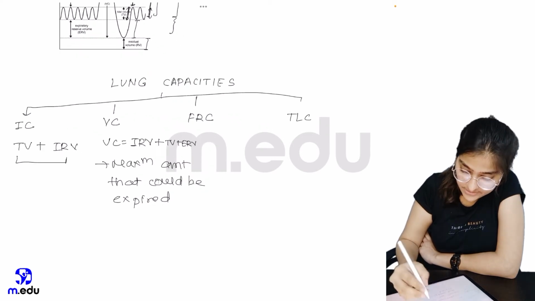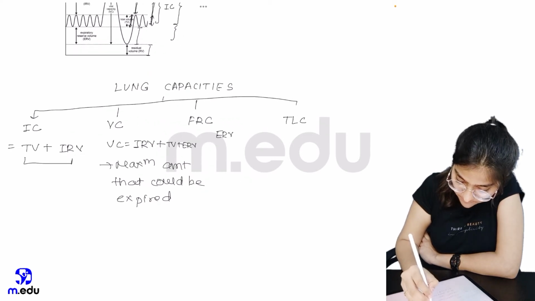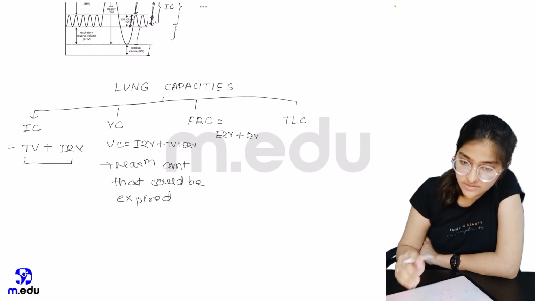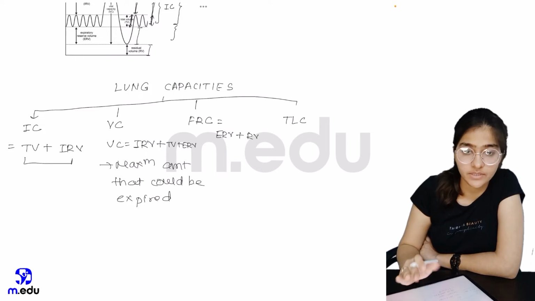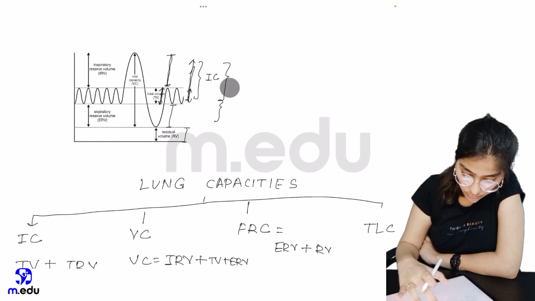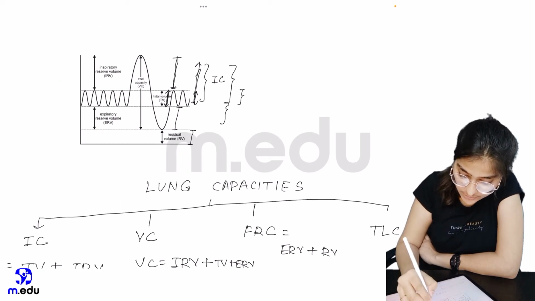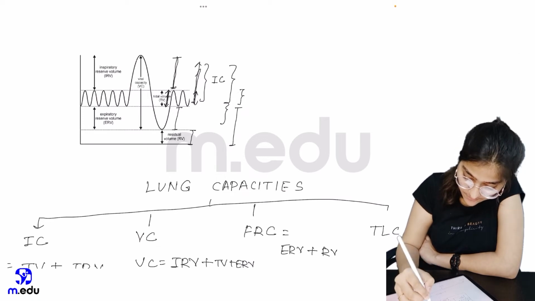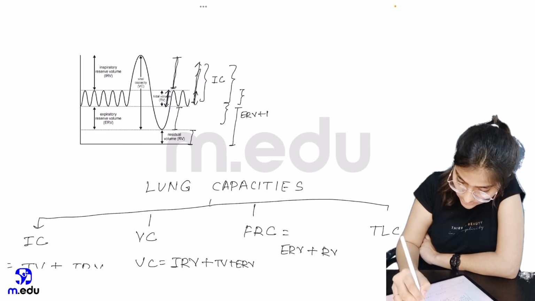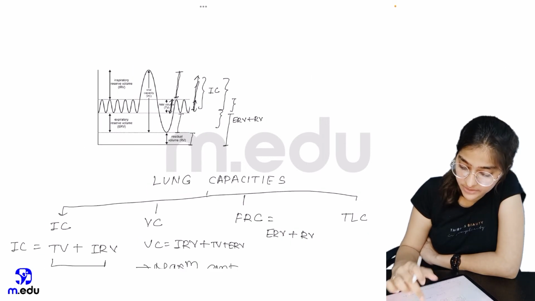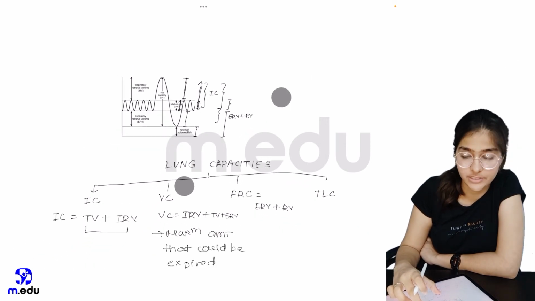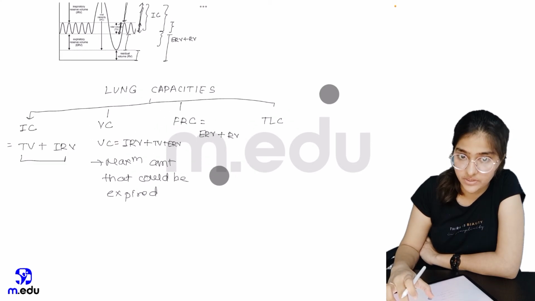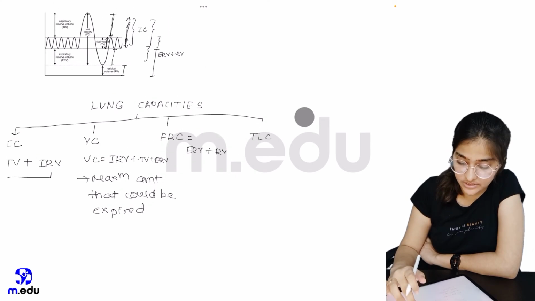Functional residual capacity is ERV, that is expiratory reserve volume, plus residual volume. This is the volume of the lungs after normal expiration. As we know, we release tidal volume in normal expiration. Then what is the remaining volume in lungs after normal expiration is expiratory reserve volume and the residual volume. So this is the remaining volume of the lung after normal expiration, which is called as FRC, that is functional residual capacity. The last is TLC, that is total lung capacity.